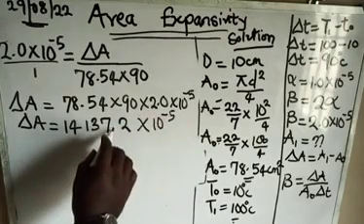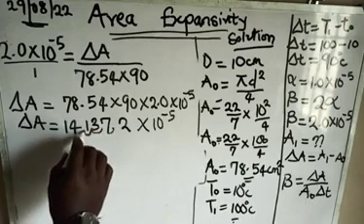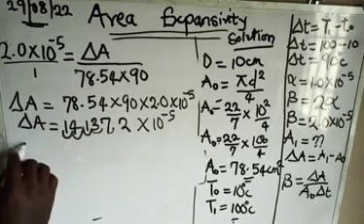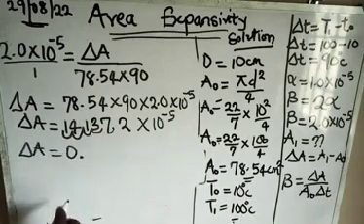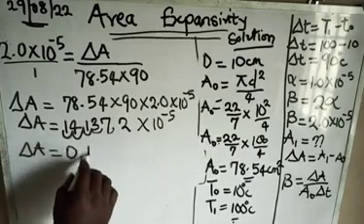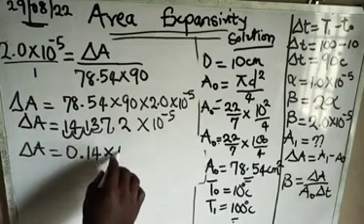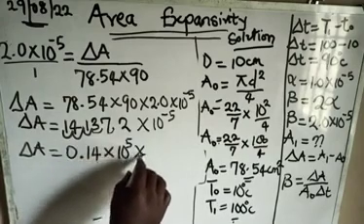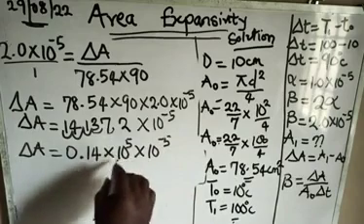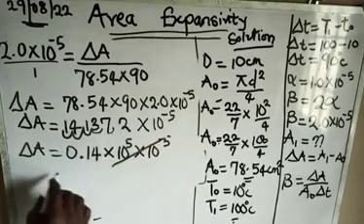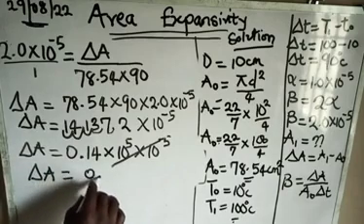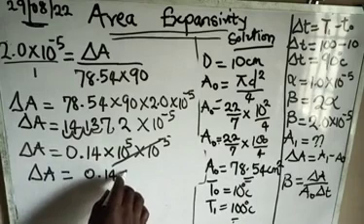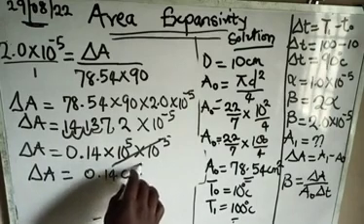I can change this into standard form. I'll move to the left 5 times: 1, 2, 3, 4, 5. That will give me that the change in area, approximated to 2 decimal places, is 0.14 times 10 to the power of 5 times 10 to the power of negative 5. These two cancel out from the law of indices. So my change in area will be 0.14 cm squared. And that's not what we are after.